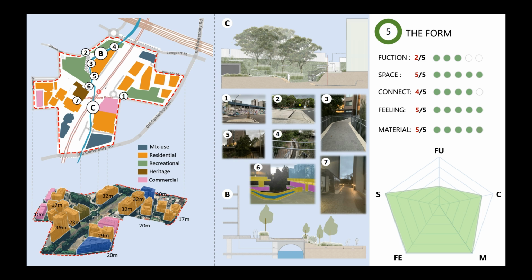Sidewalks are made of a variety of materials and colors. Trestle bridges sit on waterways and parks to avoid crossings. These design strategies help the site stand out. The primary issues are single traffic flow and limited connectivity. Both sites have unique urban forms that clash with each other. So the final form score is function 2, space 5, connect 4, feeling 5, and material 5.